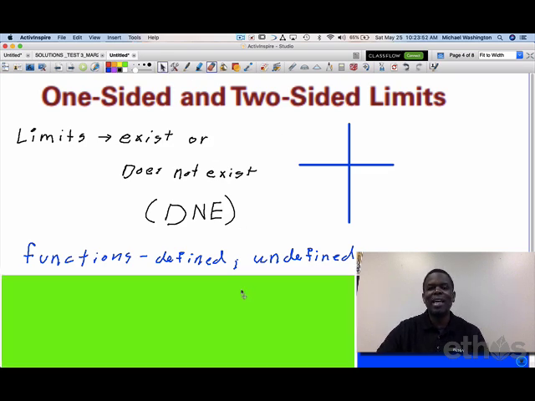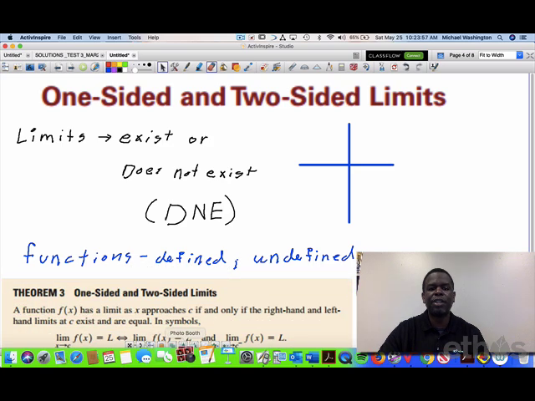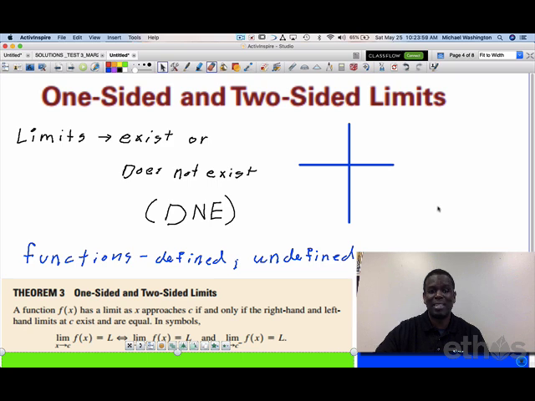All right, the last thing I want to talk about in this video is what's going to be required for a limit to actually exist. It's going to be this very important theorem down here at the bottom, and it says this: a function f of x has a limit as x approaches c, so we're talking about a two-sided limit, if and only if the right-hand and the left-hand limits at c both exist and are equal to the same value.